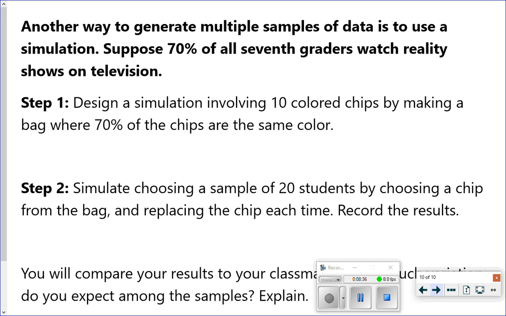the same color. So in order to do that, I would say, okay, we have those bags of red and black chips that we use in class. So I'm going to say 7 were red, and I'm going to say 3 are black out of my 10 chips. That gives me 70% that are the same color. So 70% are red. And then it says simulate choosing a sample of 20 students by choosing a chip from the bag and replacing the chip each time and record the results.